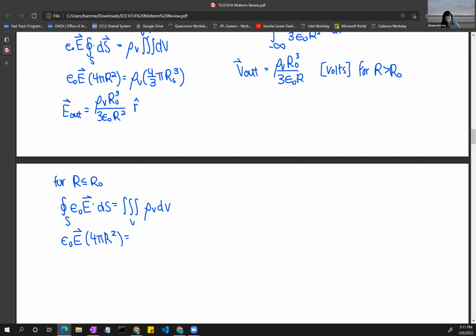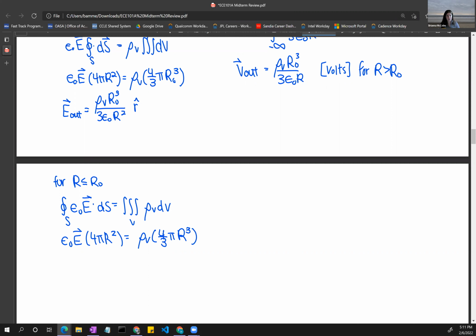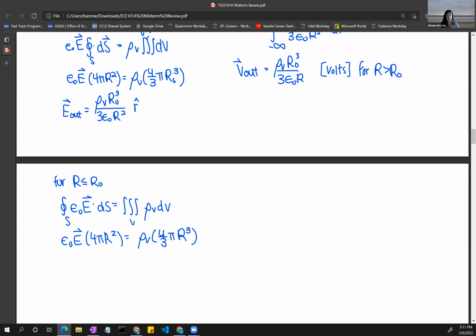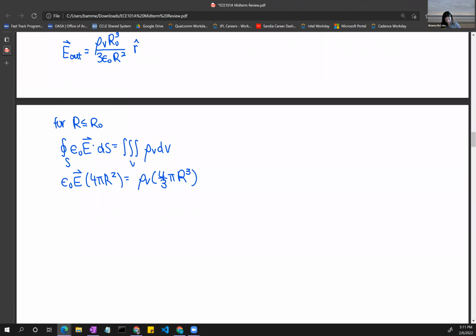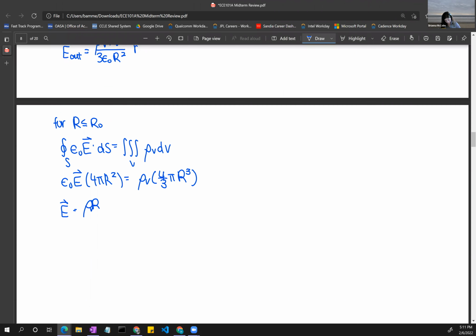So instead of this being dependent on R naught, it's going to be dependent on our current radius, capital R, because the current radius is inside the sphere of charge. And so we're only getting part of the contained charge of the sphere. So we have to use our current radius instead of the total radius of the sphere. So then we can simplify this to this expression.